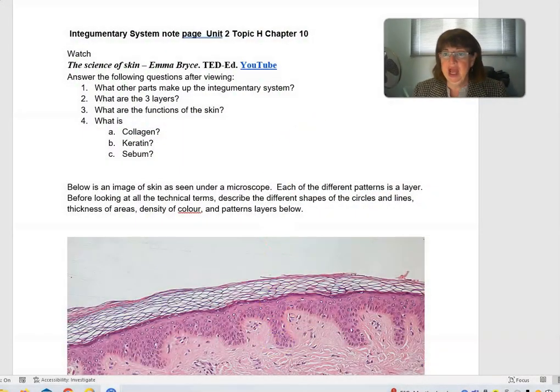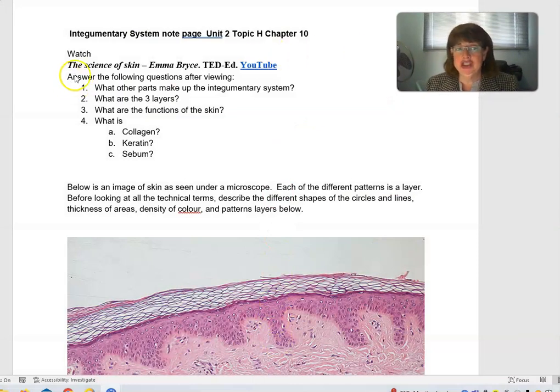Today we are going to look at topic H, chapter 10, the integumentary system. Now, hopefully you've already looked at the science of skin as an introduction to the different parts of the skin. So we are going to look at the integumentary system, which is skin, nails, and hair.